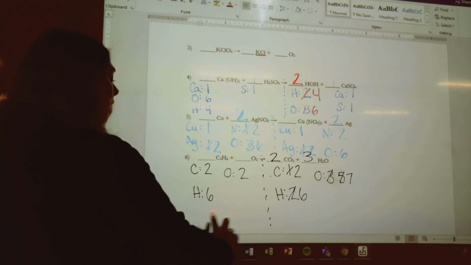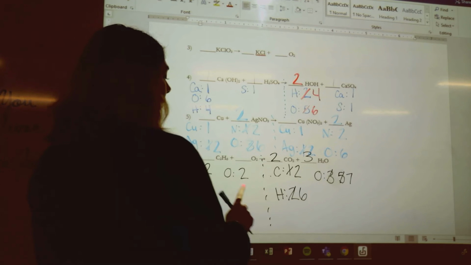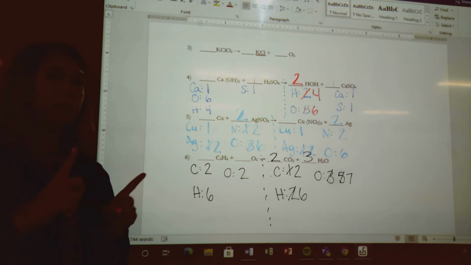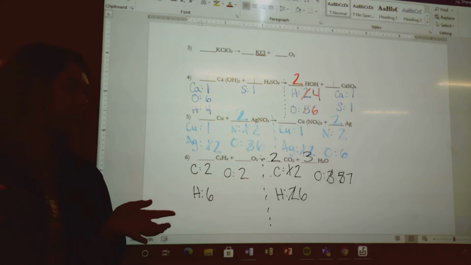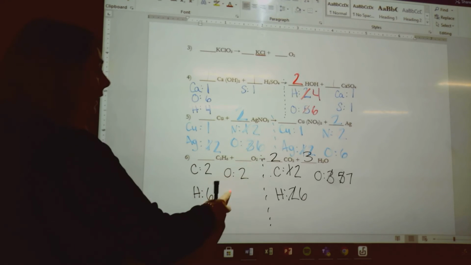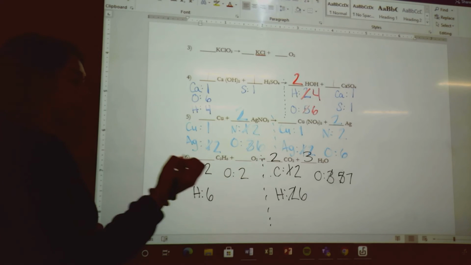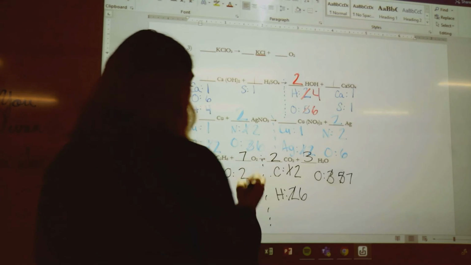Okay. So we have 7 oxygens and we have 2 oxygens. The least common multiple between 2 and 7 is what? 14. So easy enough to get this one to 14, because what do we have to multiply by 2 to get to 14? 7. So it's probably going to be a 7 there.